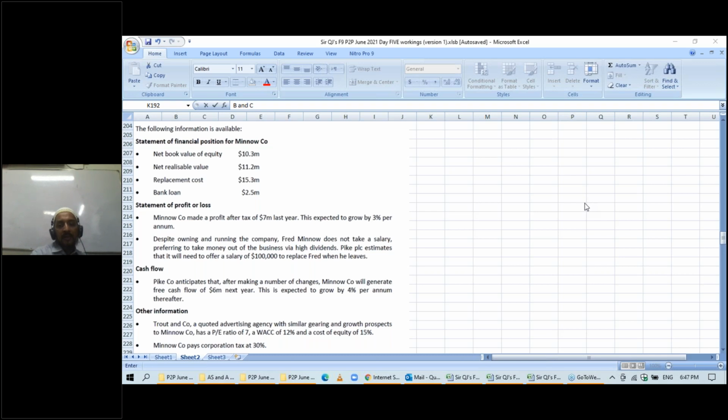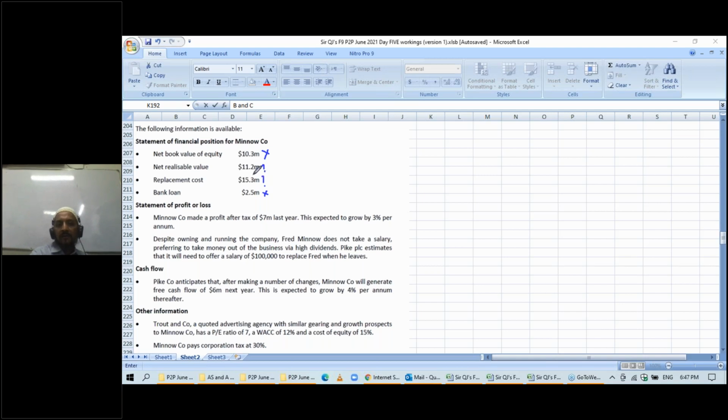Replacement cost will be very high. Replacement cost will be the purchase cost of making this company. So no one will sell at the net book value of equity. This cannot be correct. This can be an answer. And bank loan, obviously they can't sell at bank loan. So there is an answer between these two.